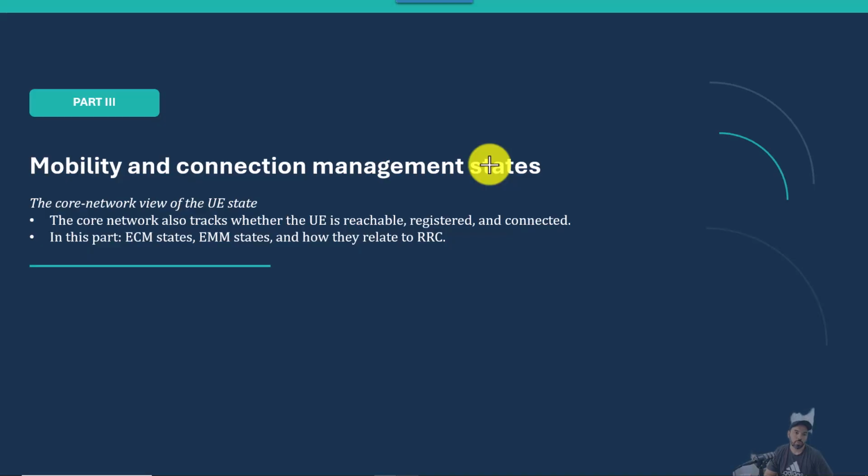In this part, we're going to discuss the mobility and connection management states, which are mainly from the core side. Actually, the core side also tracks whether the UE is reachable, registered, and connected. And this is through the so-called EMM and ECM states, where EMM stands for EPS Mobility Management, while ECM is EPS Connection Management. So let's see now what the ECM states and EMM states are, and how they relate to the RRC.